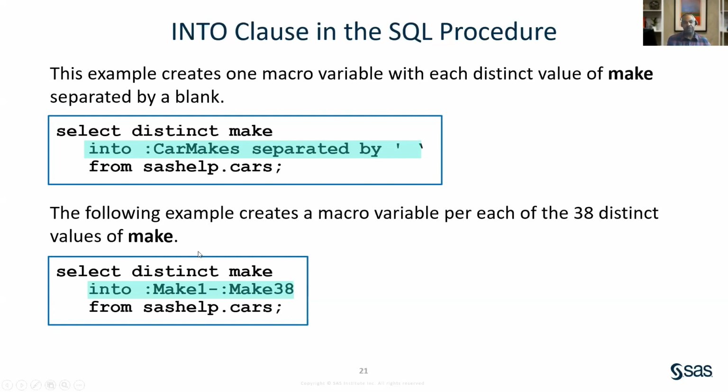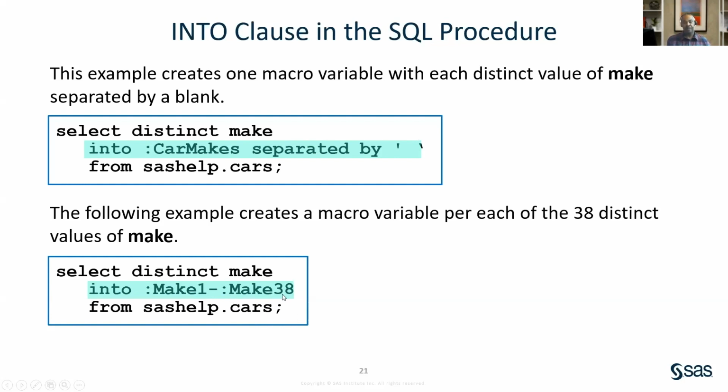Here's an additional example. What if you want to assign a series of macro variables, make1 through make38? Let's say you know your data and there's only 38 different makes of cars. So you do a select distinct make into :make1 and so on. The first make from the SAS help cars will go to make1. The second make of the automobiles from SAS help.cars will go to make2, make3, make4, and so on, all the way through make38. So whichever one is last, that 38th record, whatever it contains, that value will be assigned to make38.